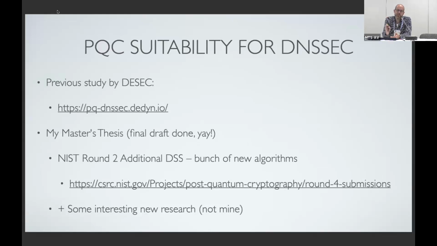There have been some previous studies, and there are some post-quantum algorithms already standardized by NIST. There's also a round 2 of additional digital signing schemes, which introduce a bunch of new algorithms that might have different properties than those that have already been standardized by NIST. And there's also some interesting research, not mine, on the new post-quantum algorithms.